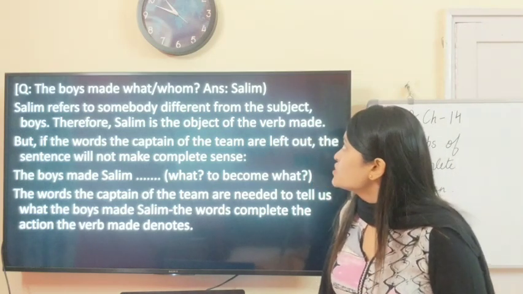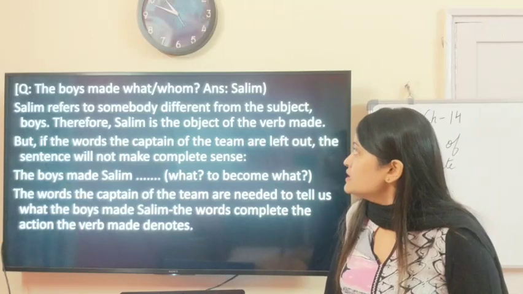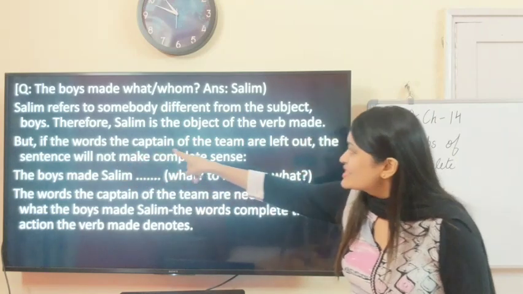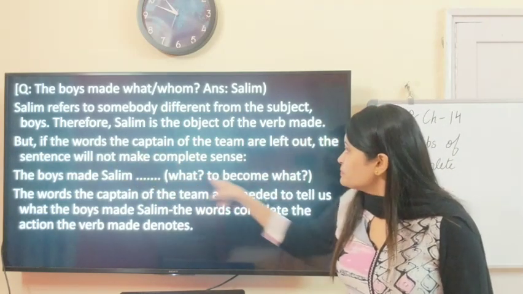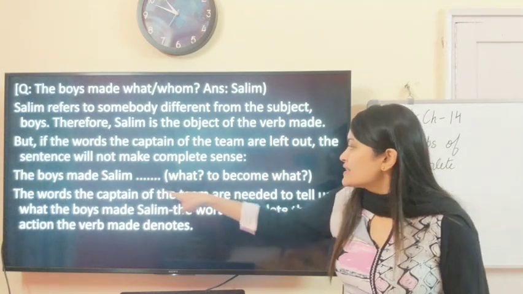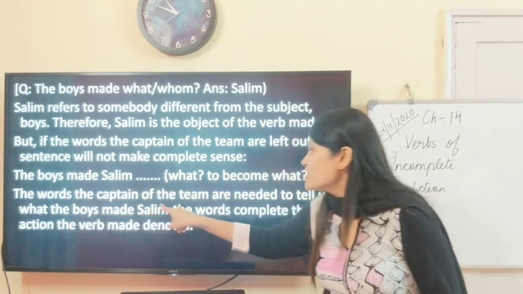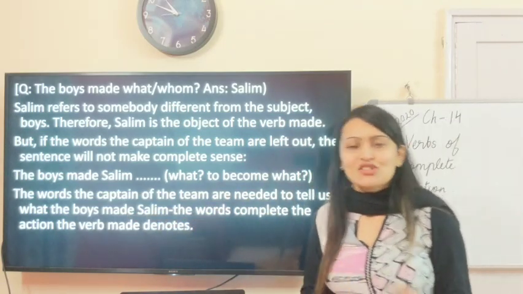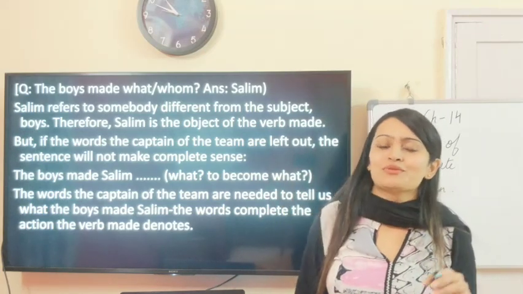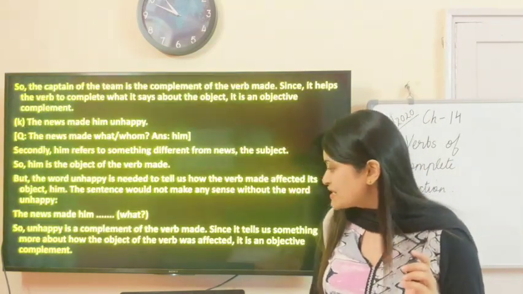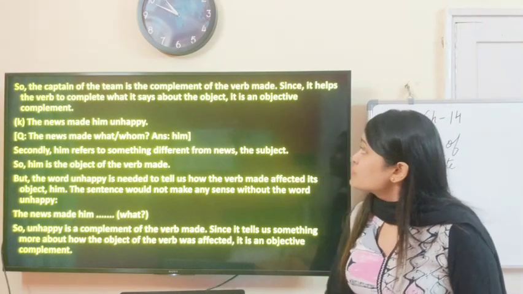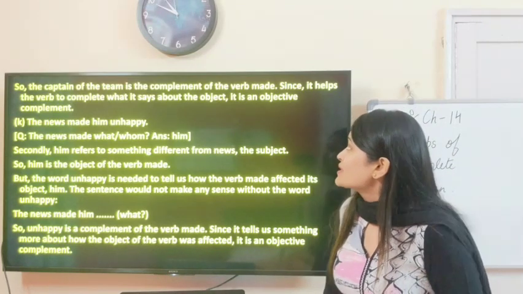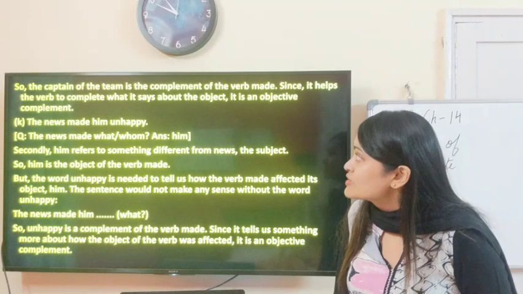The explanation, the boys made what? Salim. Salim refers to somebody different from the subject, boys. This is not important, children. Otherwise, you will get confused. Okay, as I have explained, the words, the captain of the team, are needed to tell us what the boys made Salim. The words complete the action the word made denotes. Okay, so you just concentrate on my words so that you will be able to understand the topic better. Okay, so the captain of the team is the complement of the verb made. Since it helps the verb to complete what it says about the object, it is an objective complement.